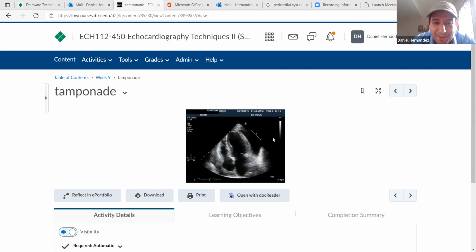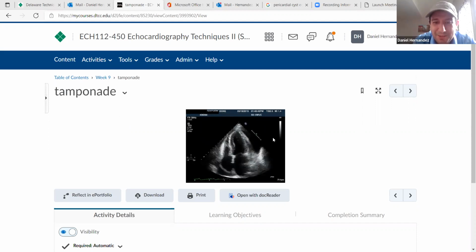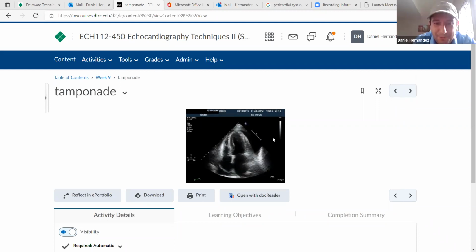All right, what about this one, Mary? What do you see? Is there an effusion, yes or no? That's the first thing you have to do. Yes, definitely. So then go through your chambers. Start at the right atrium. Do you see anything with the right atrium? Does it look funky? It kind of looks like it's collapsing. It does, yeah, for sure.